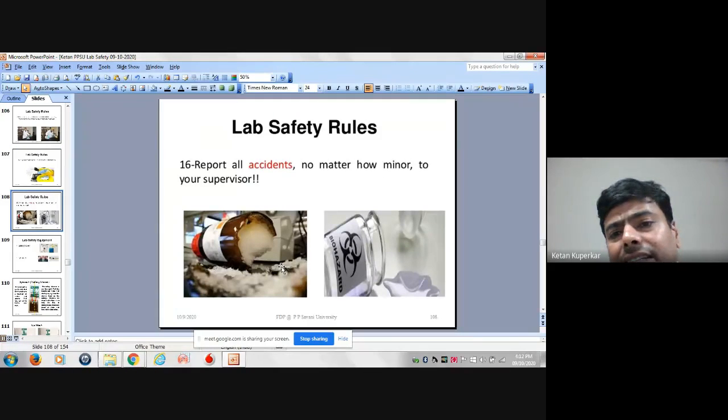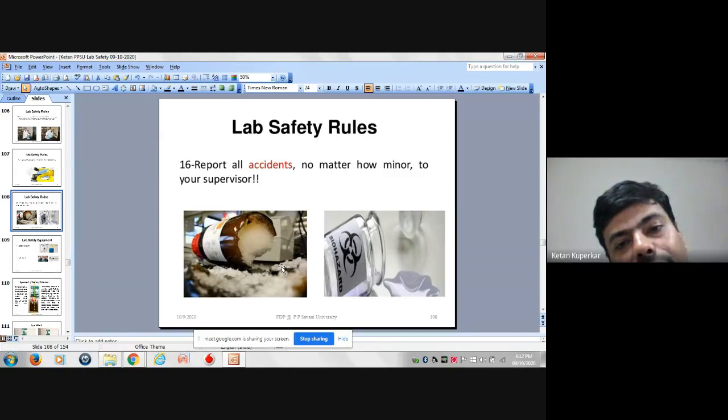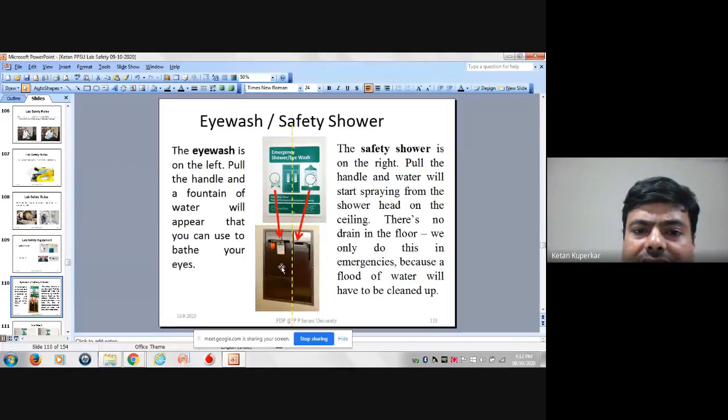Report all accidents, no matter how minor or major, to your supervisor or to the lab technician, because you may never know that gradually it may lead to a major one as well. So, lab safety equipment: again, the eye shower and safety shower are there.